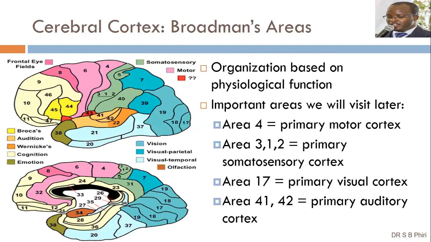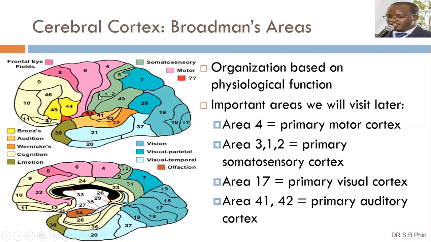So the cerebral cortex is also divided into Brodmann's areas. These Brodmann's areas depend on the function of the portion of the brain or the cerebral cortex. So you have a lot of these Brodmann's areas. For instance, area number 4 is the primary motor cortex, and area number 6 is the motor association cortex.